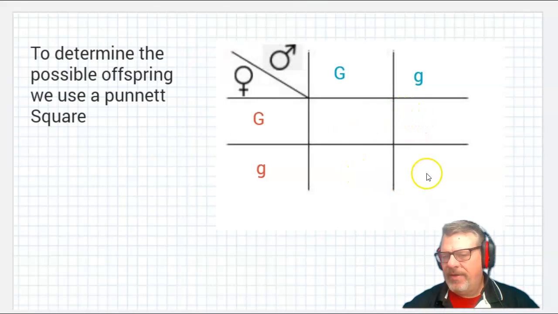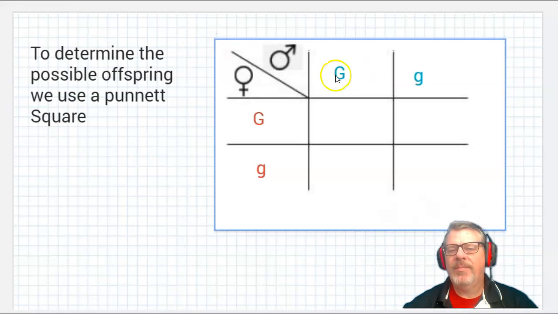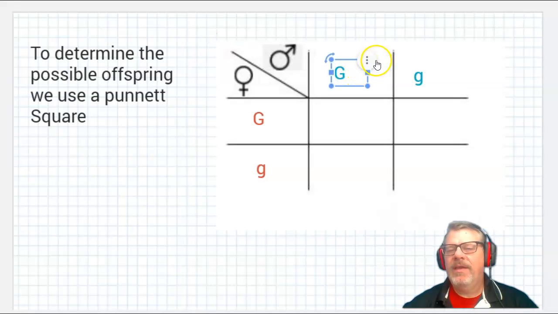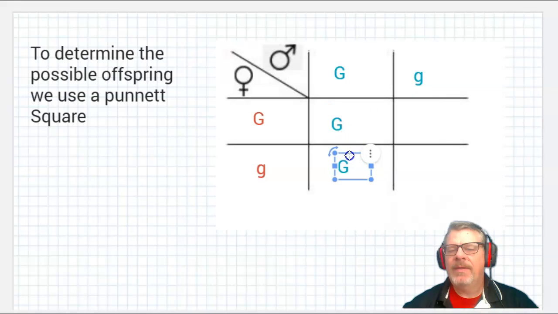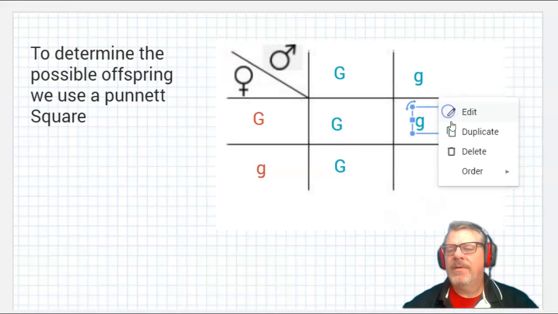The babies are down here in these center blocks. The way that I put those in is I take this and I bring it down to every block below it. So I'm going to take my G and bring it down, and bring it down. And I do the same thing with the lowercase g. I bring it down, and I bring it down.